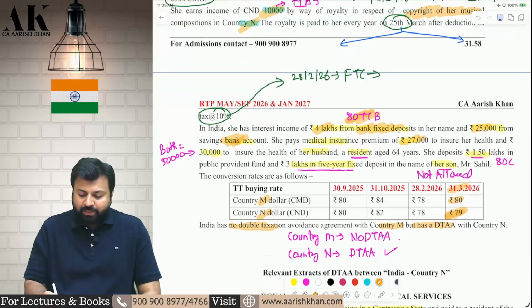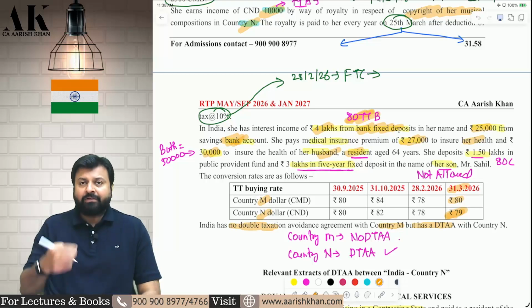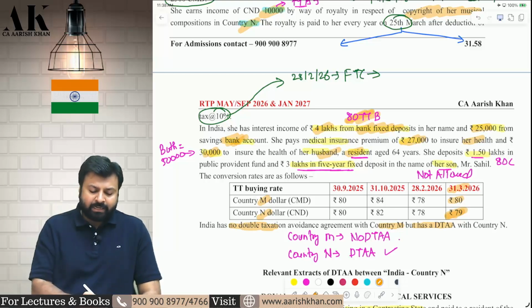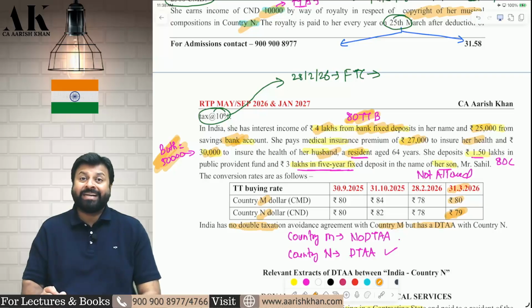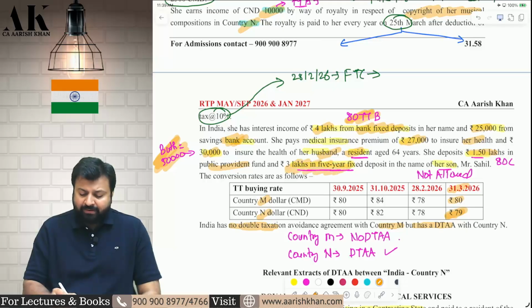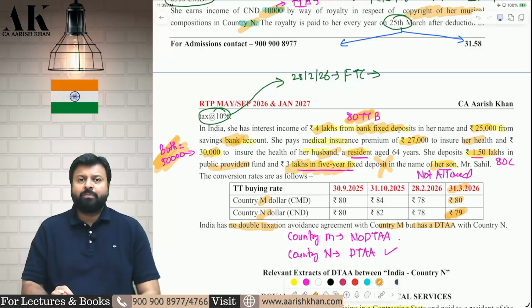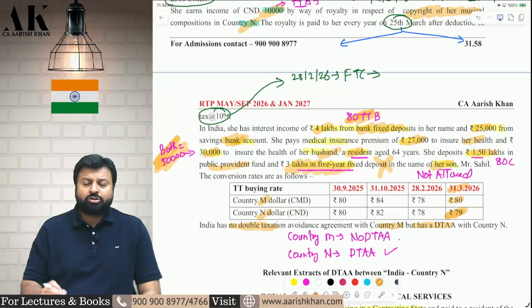Then she pays medical insurance of 25,000 for herself and 30,000 for her resident husband. Therefore, herself and husband taken together, she can claim 50,000 rupees limit deduction under 80D for mediclaim because she is following the old regime. And she deposits 1.5 lakhs in PPF, so she can claim deduction under 80C of 1.5 lakhs. And then she makes a 3 lakh rupees 5-year FD in the name of her son. In the name of son, if you make an FD, you are not eligible for deduction. You should make it in your own name. If you make it in the name of your son, then it is not allowed.